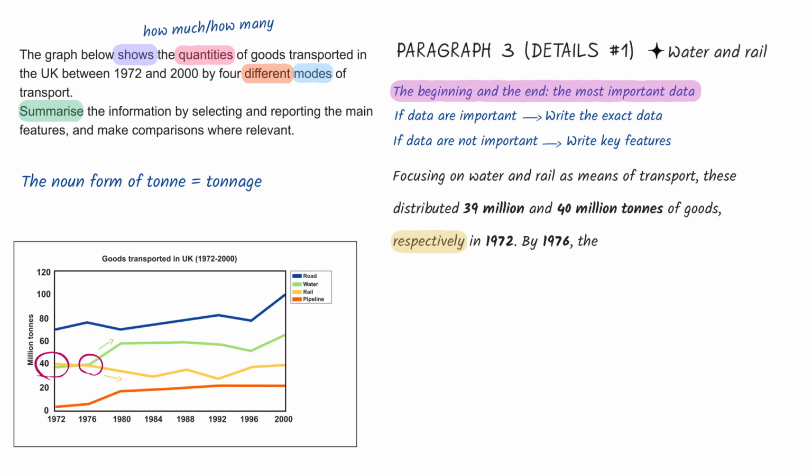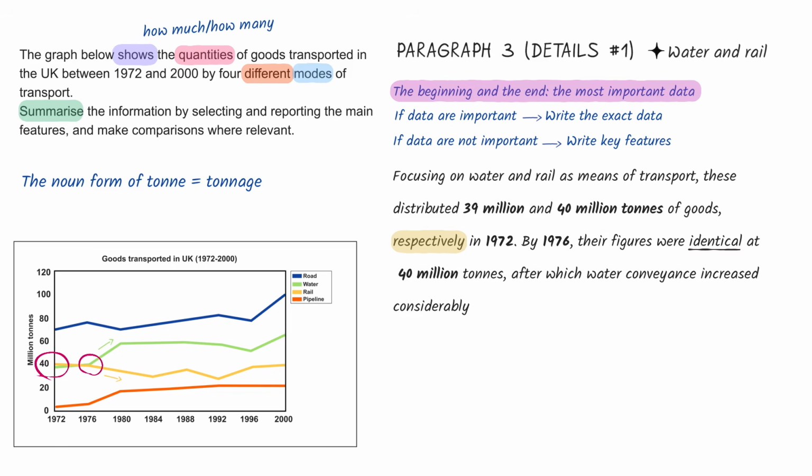By 1976, their figures were identical at 40 million tons. So this is very important. We write that up to this time, the figures were the same. So I do not write "the same." I use the word "identical," which sounds much better. After which, we need sequencing language. Sequencing language shows that after that period, this takes place or this happens. After which, water conveyance increased considerably. It is not that sharp, but there is a considerable increase.